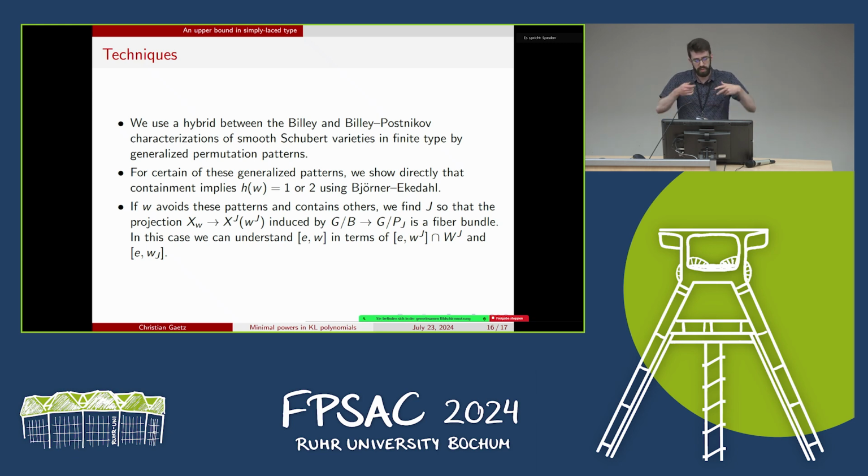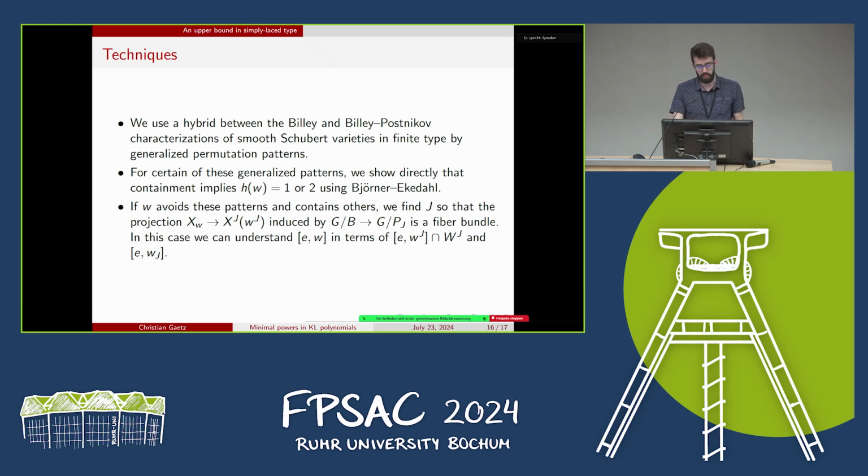Then what we do is we take these appropriately grouped families of patterns, and we show that for certain of them, if you contain this pattern, then we understand the Bruhat interval explicitly enough to know that H of W is 1 or 2, using the Björner-Ekedahl result about the first place that the rank sizes differ. I should mention that I have no idea how one would prove any of this directly from the definition of the Kazhdan-Lusztig polynomials, because there's all sorts of cancellation, and it's extremely hard to control whether certain coefficients are in fact vanishing or not.